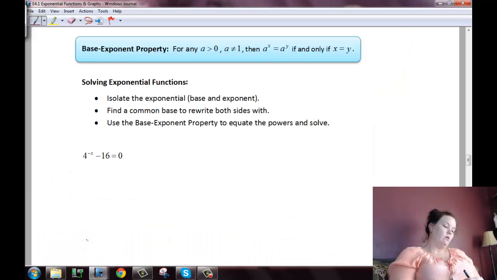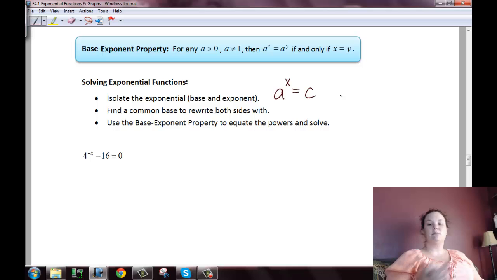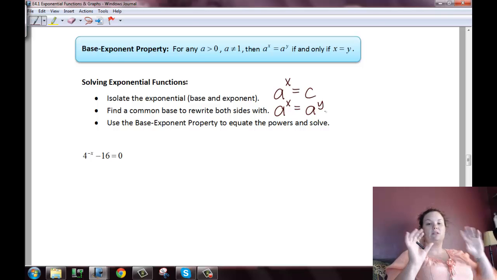The next piece we're going to go over is solving exponential functions. The way that we solve them is we isolate the exponential base. So meaning whatever it is that has a power, like a to the x equals c, where c is some constant. So we always want to make sure that a to the x or whatever to the x is on one side all by itself. Then we want to find a common base to rewrite both sides with. So we want to try to write this as something like a to the x equals a to the y. We want to see if we can write both sides with the same base.